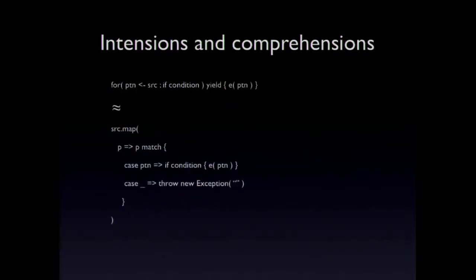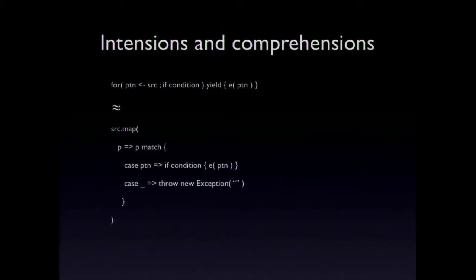Now, if we unpack this in a generic way, what's really happening underneath this for notation, if I just consider one generator and one condition and one yield, what really happens is I run a map. Remember, we talked last time about the notion of map, which allows me to take any old function and run it pointwise over all of the elements in the collection. Okay, so that's what's happening here.